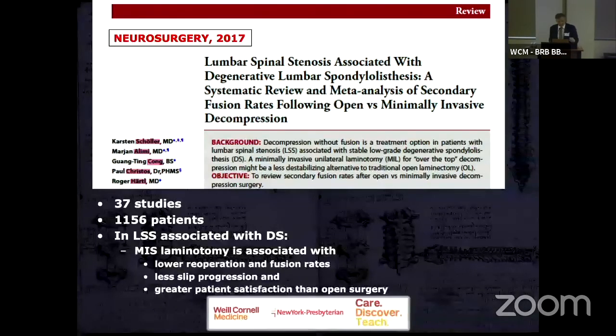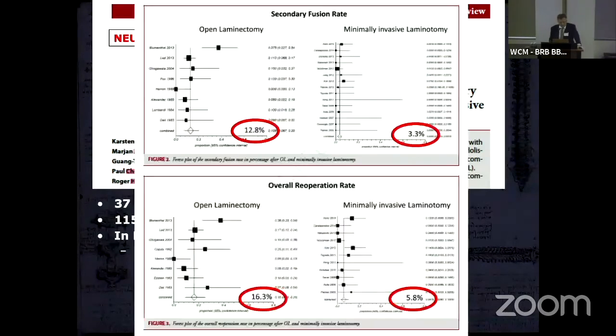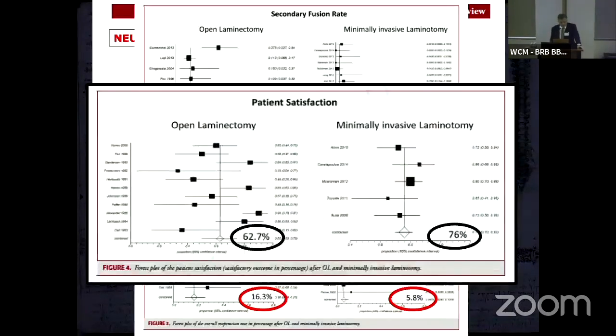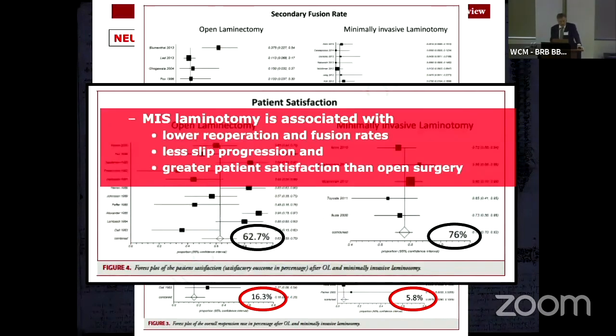And we published that. We had one of our fellows do a review of the literature looking at MIS decompression in patients with spondylolisthesis and lumbar spinal stenosis, comparing open surgery versus MIS decompression. The summary was that patient satisfaction was much greater with MIS decompression, and the delayed fusion rate was lower in patients who had MIS decompression. And I think that, certainly in our practice here, has become a standard way of treating these patients.